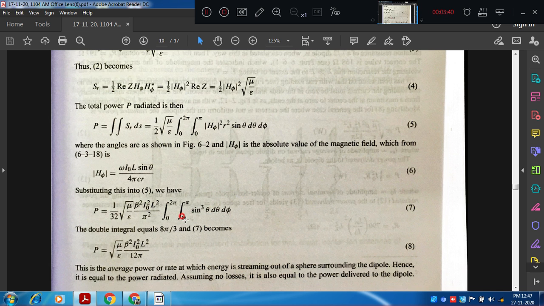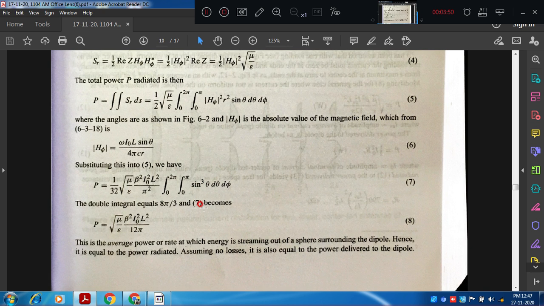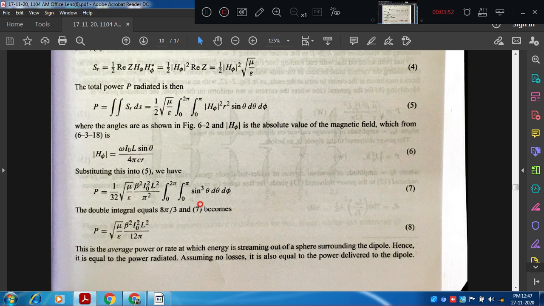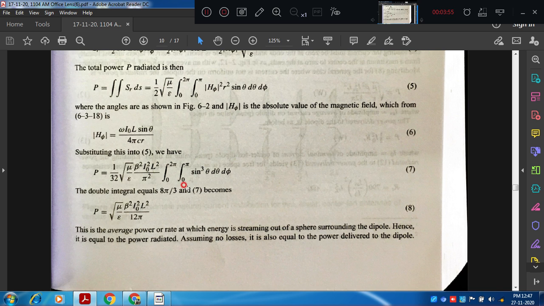You can rewrite this integral as 2 times the integral from 0 to pi by 2 of sin cubed theta d theta by using the standard formula. So by using the reduction formula, we can write 8 pi by 3. Therefore the above equation can be rewritten as P is equal to square root of mu by epsilon times beta squared I naught squared L squared by 12 pi.